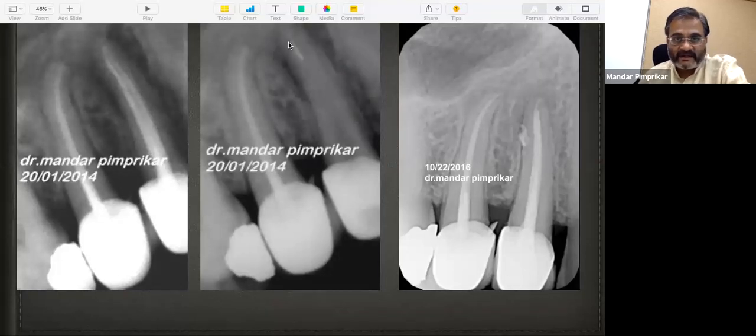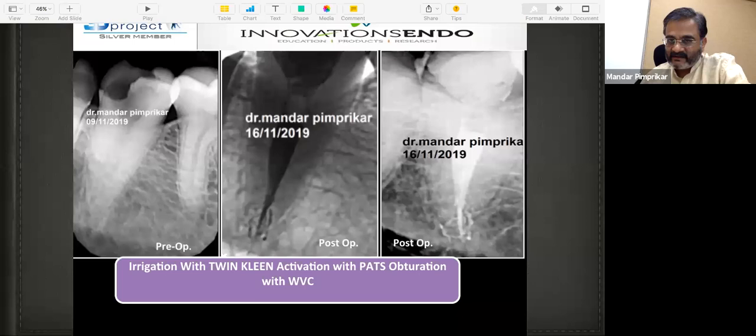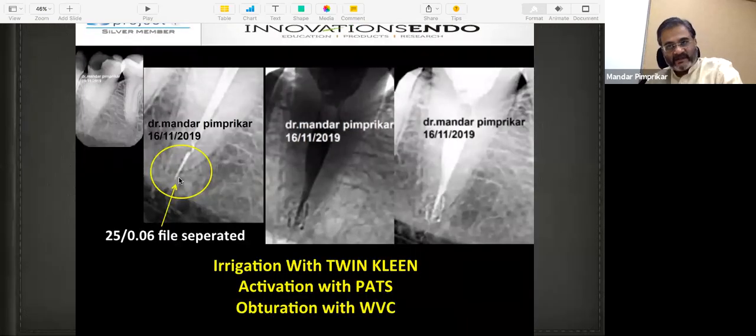Also, here is one case where you can see a separated instrument in the apical 1/3 and a periradicular lesion. You can see here that the problem was not the separated instrument, it was the missed lateral canal. Once you treated that, once you cleaned that, the lesion has to heal. Now, this was one case where I don't know if you can make out a mistake here. There is a big mistake here by me. I managed to separate an instrument in the apical 1/3, which was partly into the periapex.